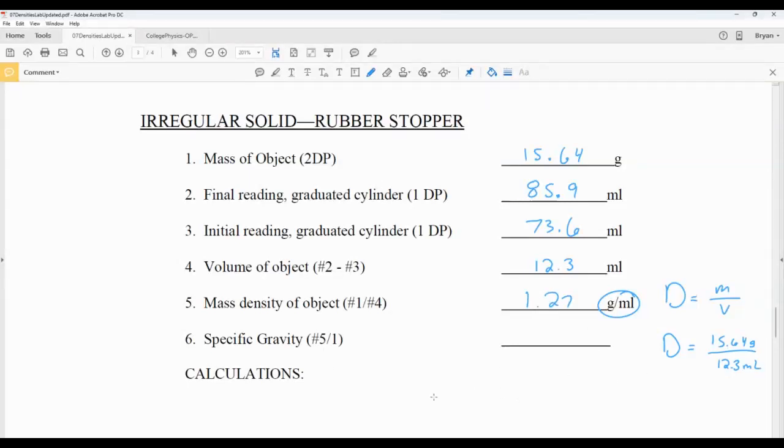Then remember again, specific gravity is going to take that density and divide by the value 1. So, I hope you can see where this is going, but we're going to have that density. The density of water is 1.00 by definition, grams per milliliter. So we get the number back, but the units are gone.